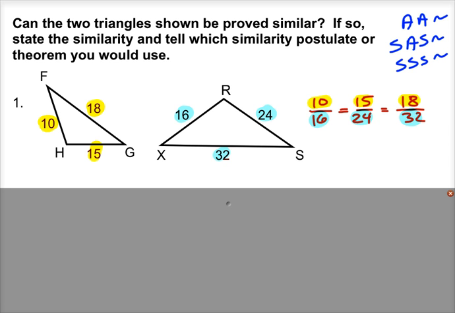Now I just come through here and reduce and see if they all reduce to the same thing. So 10 over 16, I can reduce by 2 and get 5/8. 15 over 24, I can reduce by 3 and get 5/8. And 18 over 32, I can reduce by 2 and get 9 over 16. Now I look at all of these ratios, 5/8, 5/8, 9/16, and they're not all the same. So this one ends up being not similar.